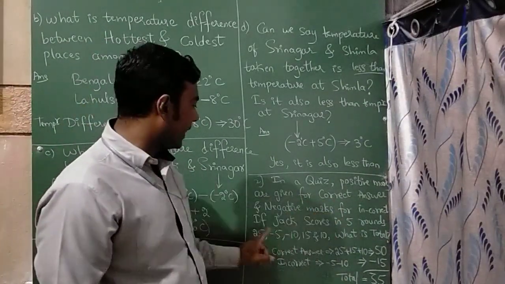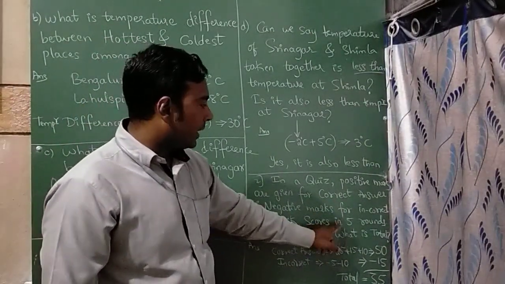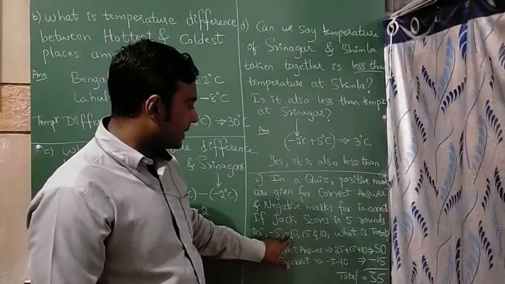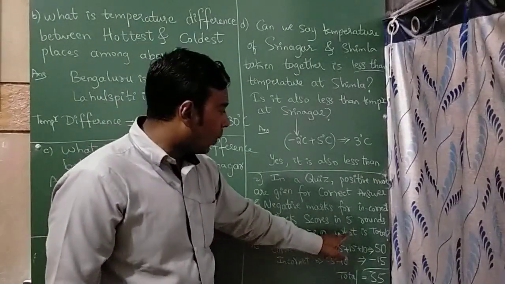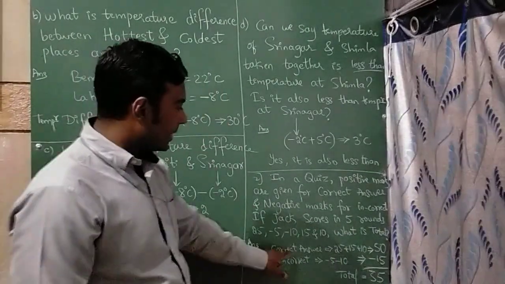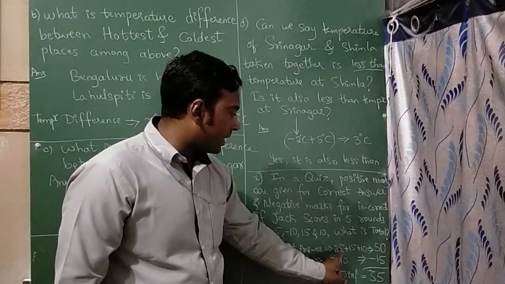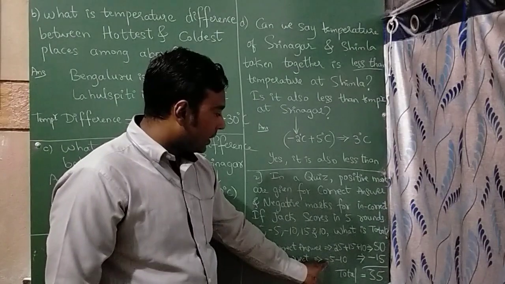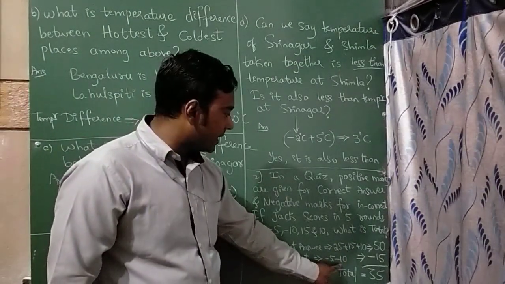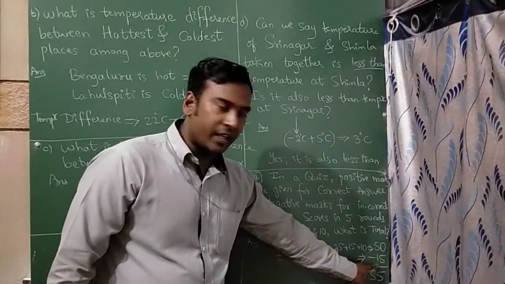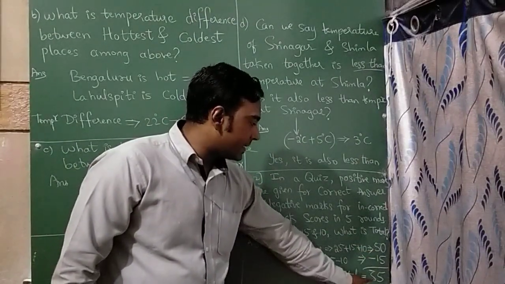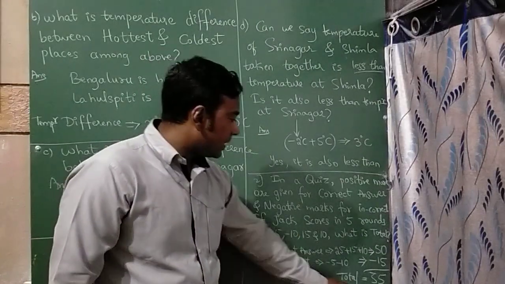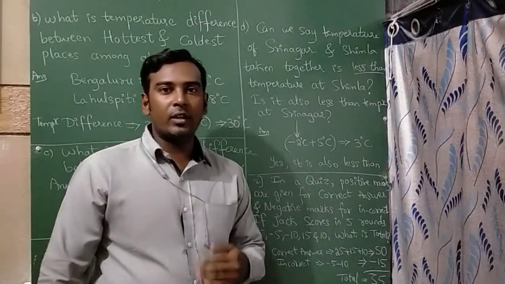Now the second question is, in a quiz, positive marks are given for a correct answer and negative marks are given for an incorrect answer. If Jack scores in 5 rounds 25, minus 5, minus 10, 15 and 10, what is the total? For correct answers, 25 plus 15 plus 10, if you add this you get 50. For incorrect, you get minus 5 and minus 10. If you add this, you get minus 15. So 50 minus 15 is 35. So the total at the end of the rounds is 35. Right? Let's move on to the next question.